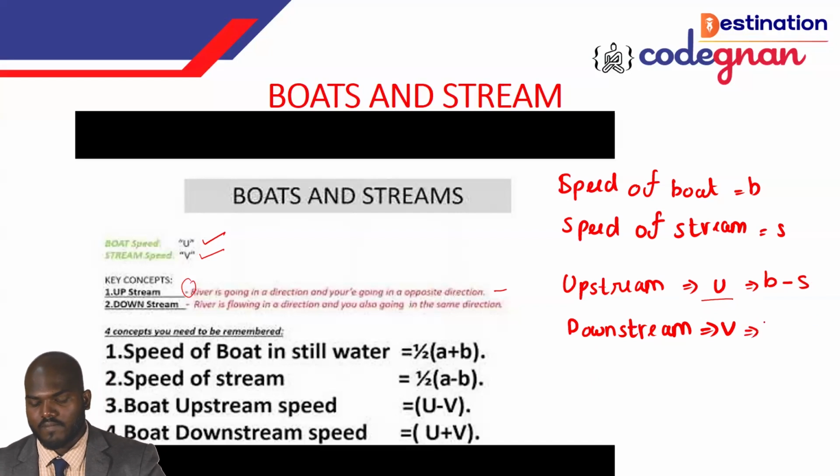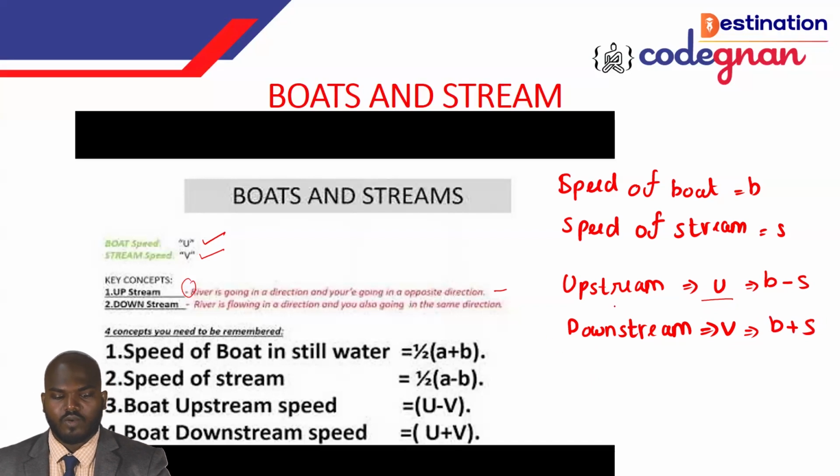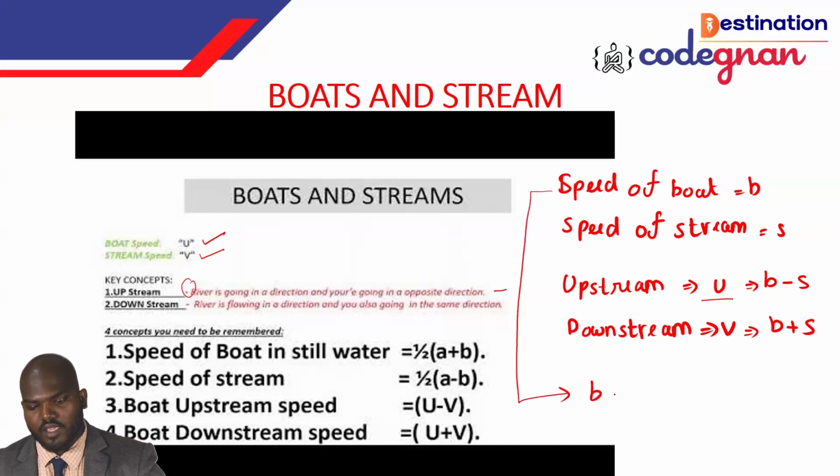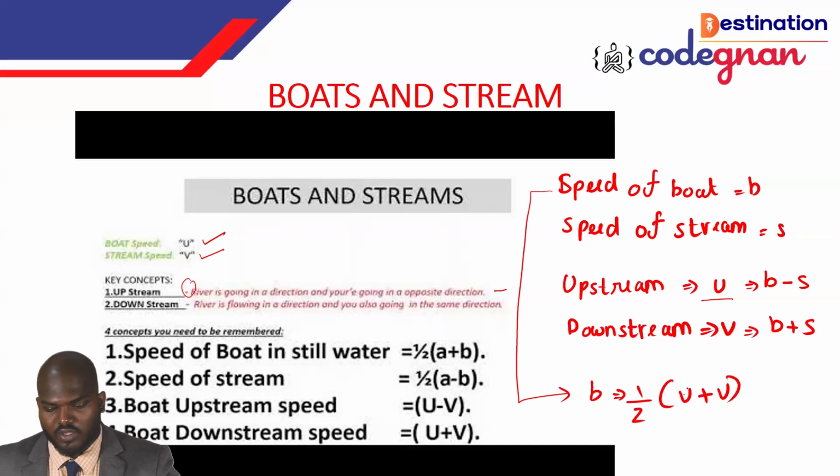Coming to the downstream, we can call it b plus s. So then what about the boat? How can we call the boat? So you see this one. The boat formula can be derived like this: b is equal to 1 by 2 of u plus v, that is, upstream plus downstream.